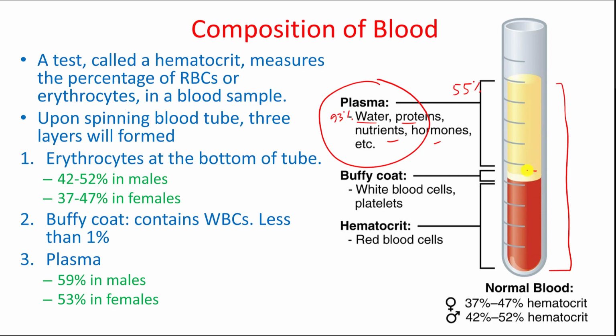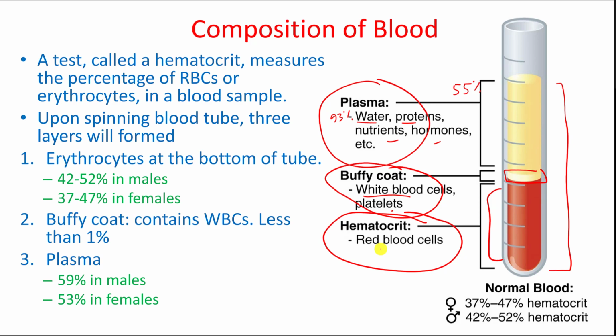Then we have a very small region. That is something we'll call the puffy coat or the white coat. This is where the white blood cells and the platelets would appear. And then down we have the hematocrit, which is the red blood cells count, or the percentage of red blood cells. Now this, the hematocrit is something that we usually measure through blood work.